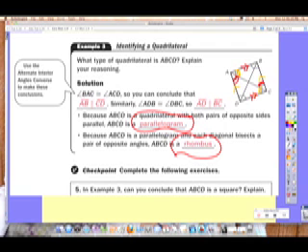Do you agree with us? So this one I would say not enough info. If we could prove that they were 90-degree angles, then we could say it was a square. But we can't. We don't have enough information to.